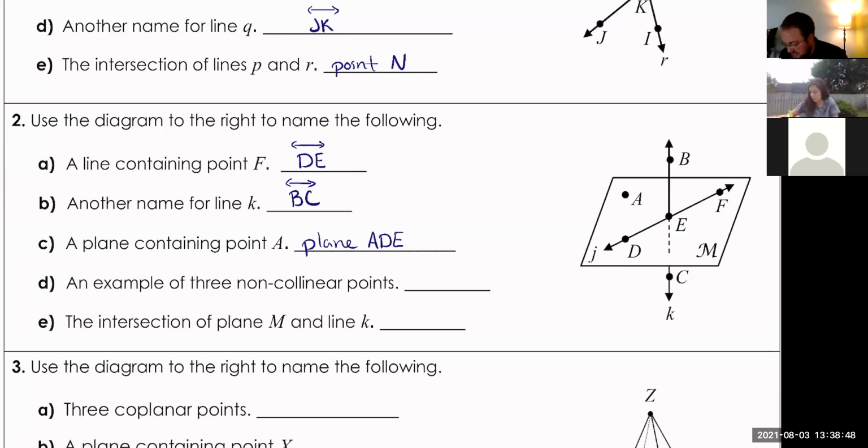BCK. B, C, A. Good. So B and C are on the same line, but A is kind of off on its own thing on the plane. So B, C, A. Now, some of you are saying, well, B and C are on the same line. There's no way around that because remember, any 2 points form a line.